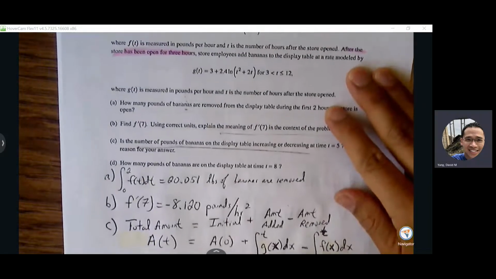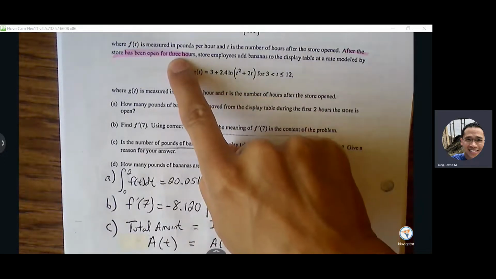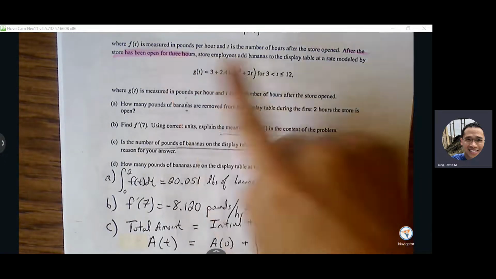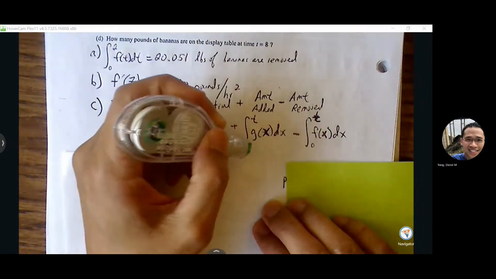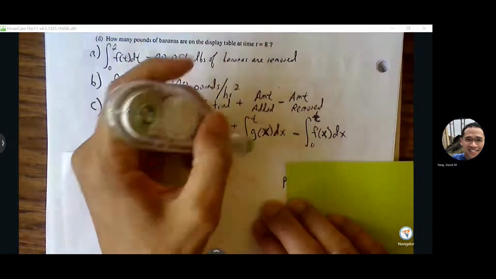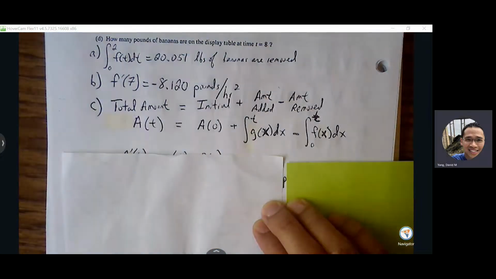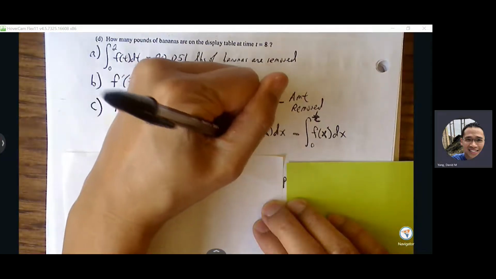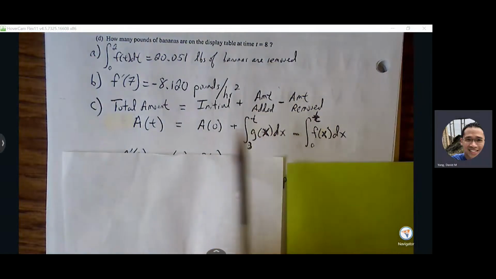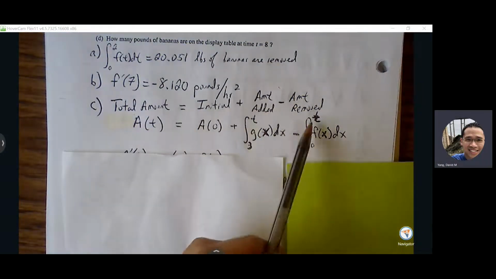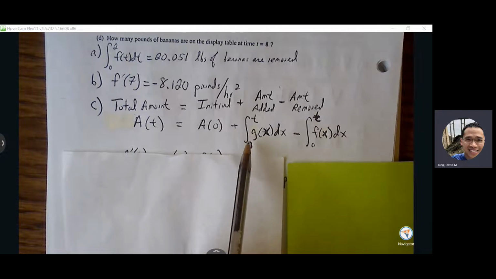Not yet, right? They're not going to do that until 3 hours after the store has been opened. So this amount added is not going to take effect until 3 hours in. We still want to leave that T upper bound flexible so that we can find out the amount at any given time later on. But that 3 needs to be in place there.